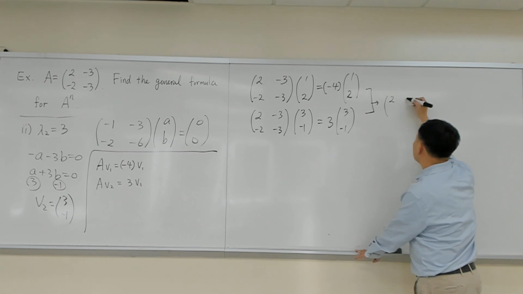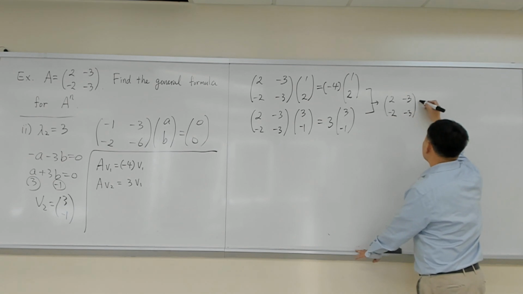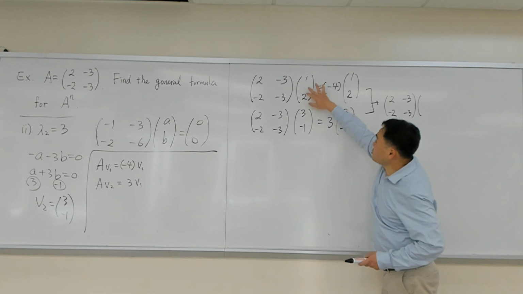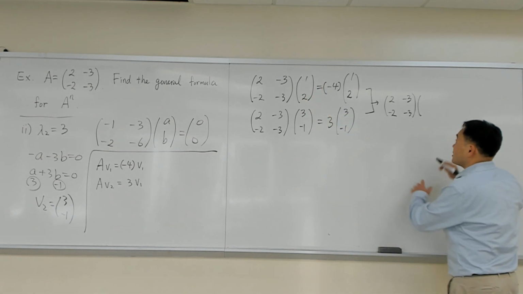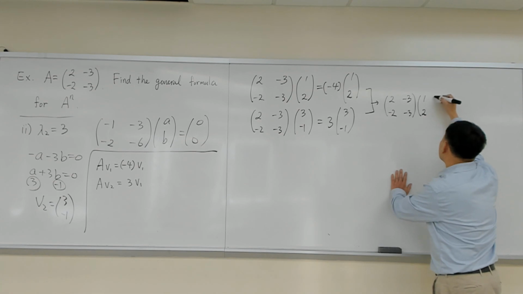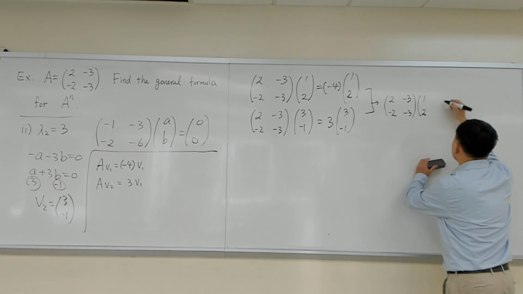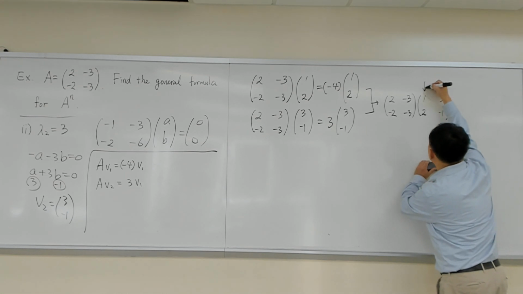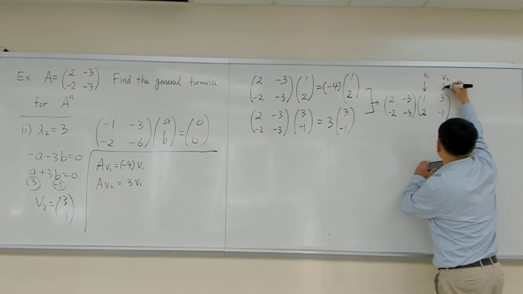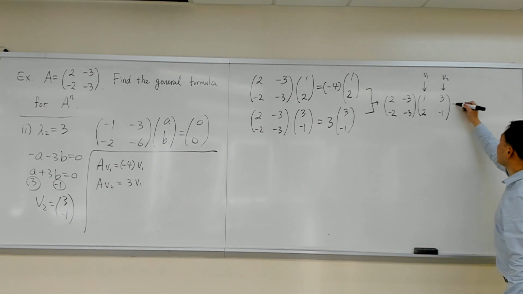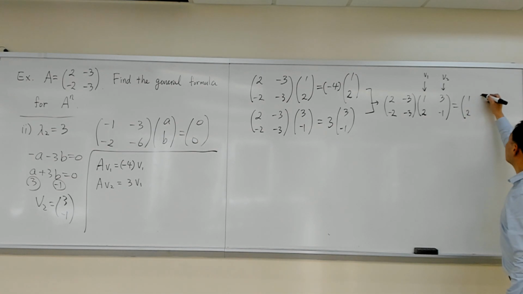And you can rewrite these two into a single matrix equation, and that's really at the heart of diagonalization. So you have 2, -3, -2, -3 times, if you put these two vectors side by side, 1, 2 here, and 3, -1, put them together. So you can see that this is the first eigenvector, this is the second eigenvector. And that's the same as 1, 2, 3, -1 times -4, 0, 0, 3. Okay?